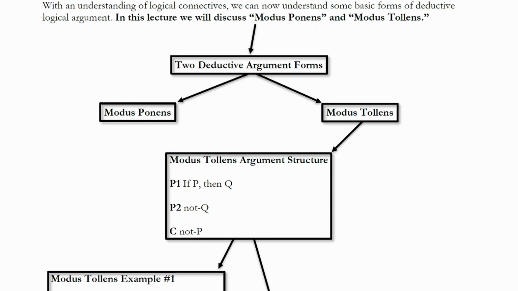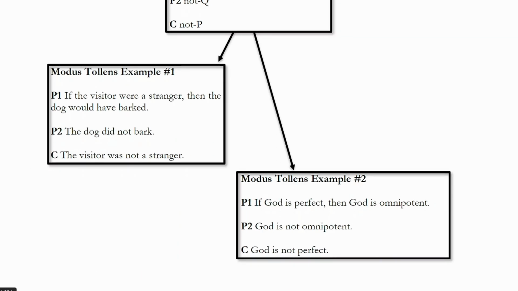Now again, let's look at how this abstract argumentative form can be fleshed out in some arguments in the English language. So here's one example. This example also comes from the book. Premise 1, if the visitor were a stranger, then the dog would have barked. Okay, so what is it saying? It's saying, look, these two claims are tied together. The visitor being a stranger implies that the dog would have barked, right? A sign that the visitor is a stranger is that the dog, in fact, is barking, right? If the visitor were a stranger, we would have a barking dog.